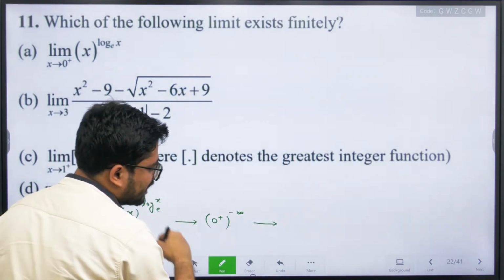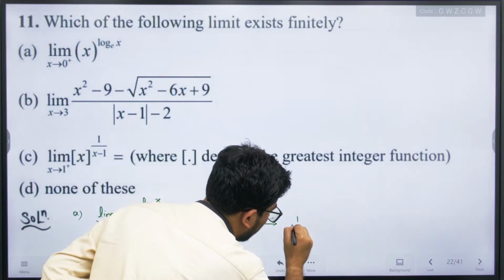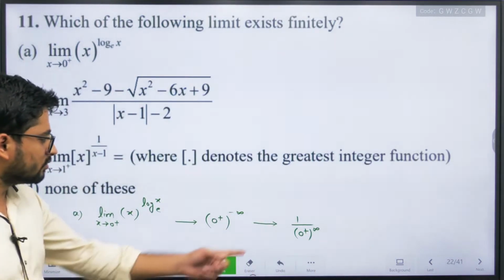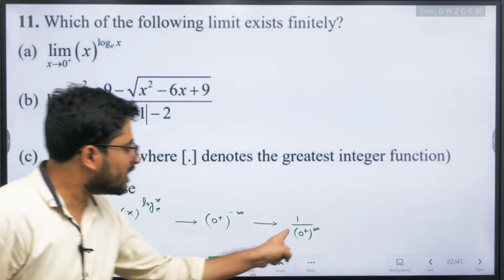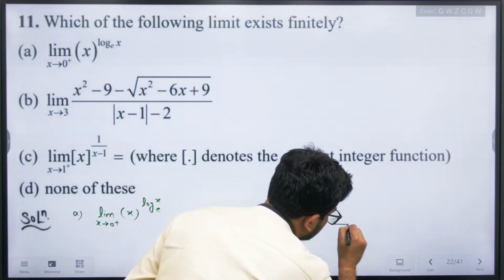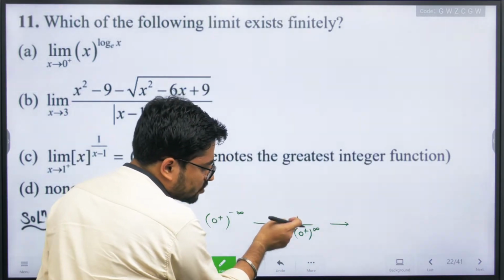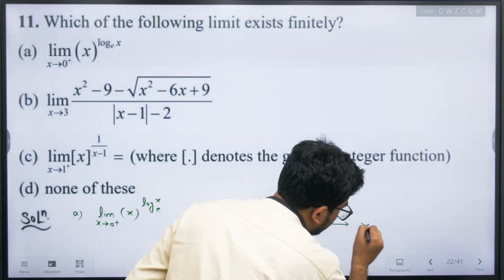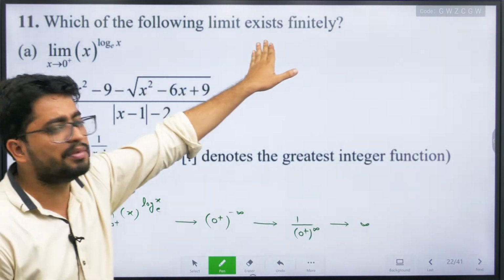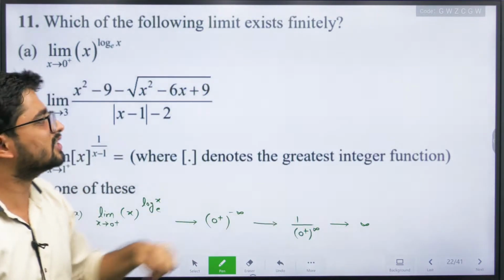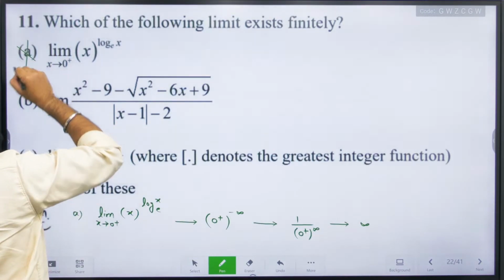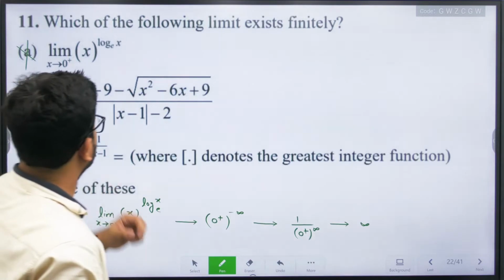So this thing is 0 power minus infinity. So you can say 1 by 0 plus to the power infinity. Now 0 plus to the power infinity tends to 0, and 1 upon 0 plus tends to plus infinity. So limit does not exist, means limit is not finite here. That is infinity. So in this case your limit is not finite, so this is not the correct answer. Got it? Now let's do the next one, b.